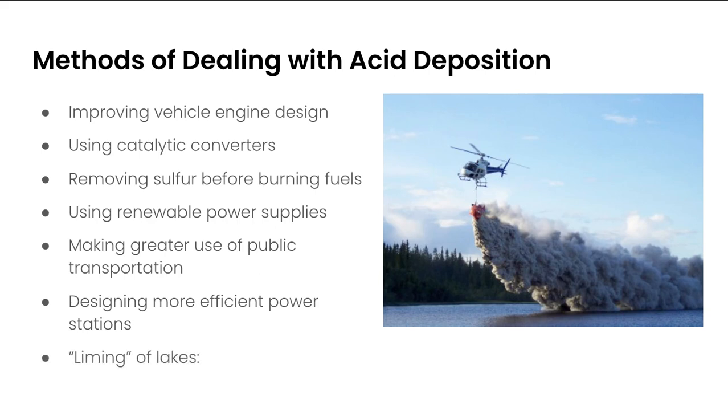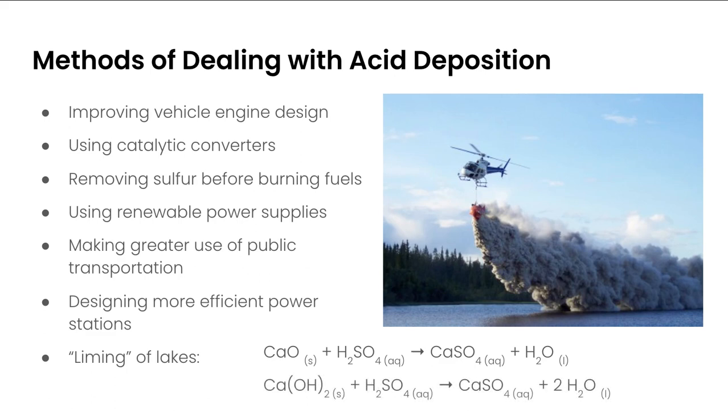And finally, one example, and this is shown in this visual here, is that we can also work on liming our lakes, is what it's called. What they do here is they take calcium oxide, and that's what's being put into the lake here. And that will react with the acid in the lake to form calcium sulfate and water. So, effectively, it's almost like it's neutralizing the acid within the lake, therefore bringing down the pH value.